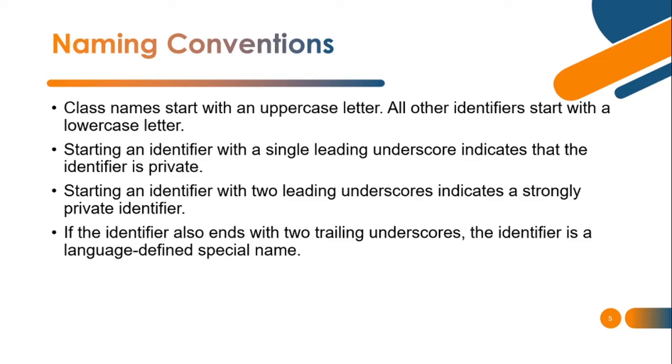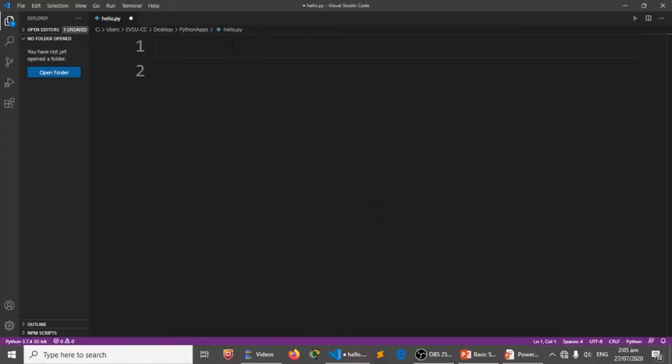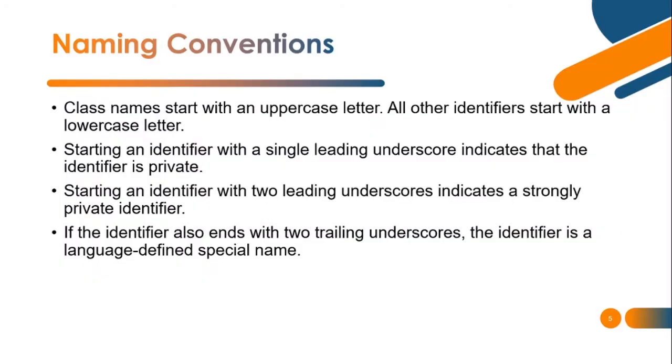Tapos, sabi dito, all other identifiers start with a lowercase letter. So kung hindi siya class, ordinary identifier lang, so you can start with a small letter. For example, meron kang variable na student. So you can name it with small letters. So magiging capital lang yung first letter niya pag yung identifier is a class name.